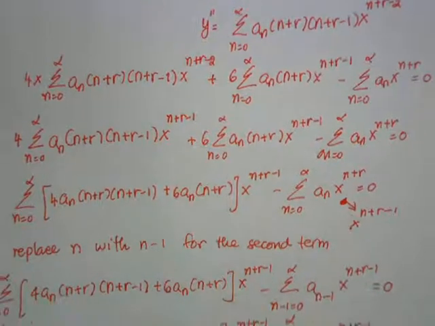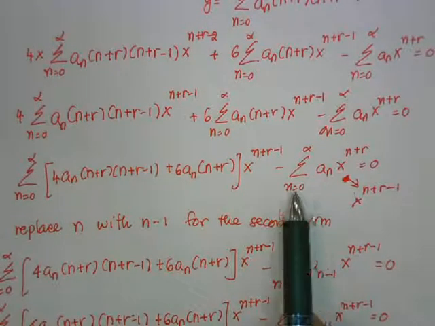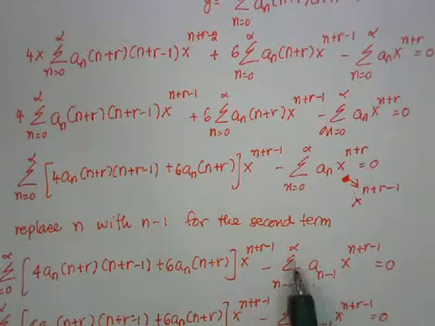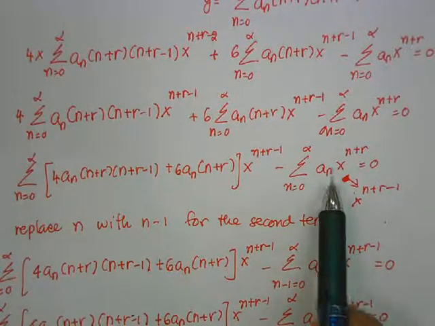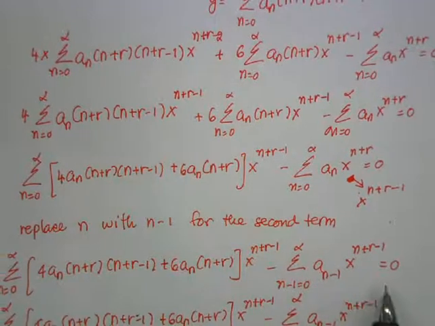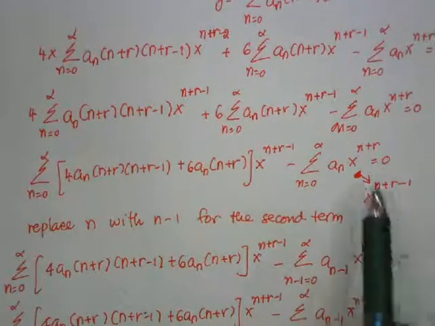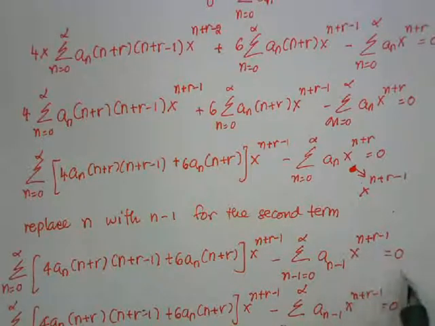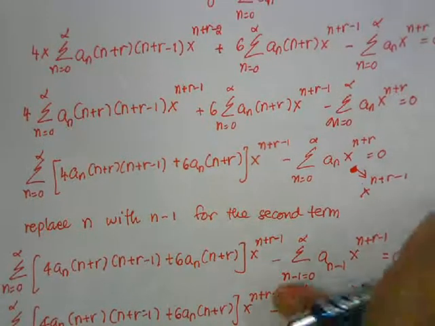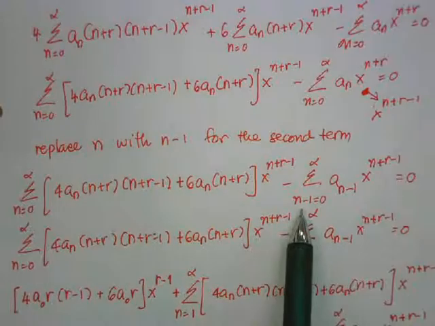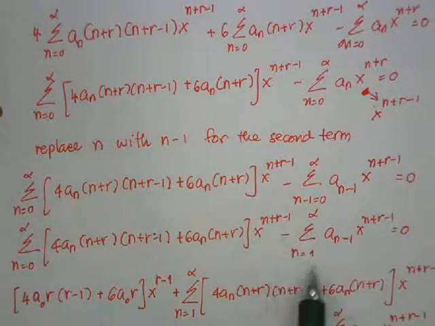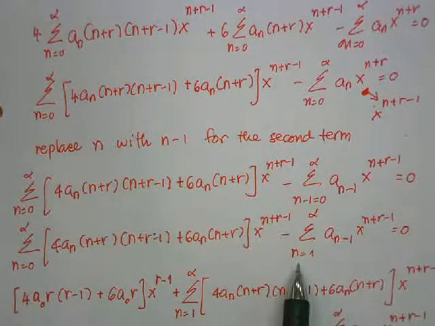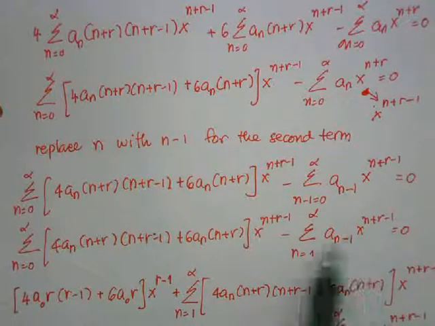So we would get the summation of n minus 1 equal to 0 to infinity, and this a_n would be a_{n-1}. And now your x would become x to the power of n plus r minus 1 equal to 0. Now your n becomes n minus 1, so n minus 1 equal to 0 means n is equal to 1. So that means this term starts from n equal to 1 to infinity.